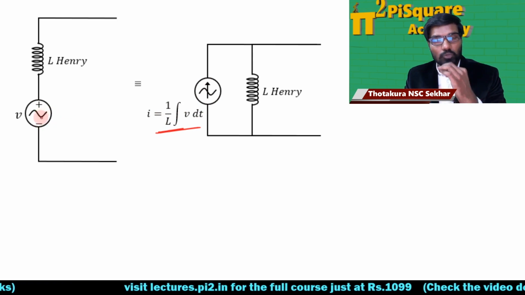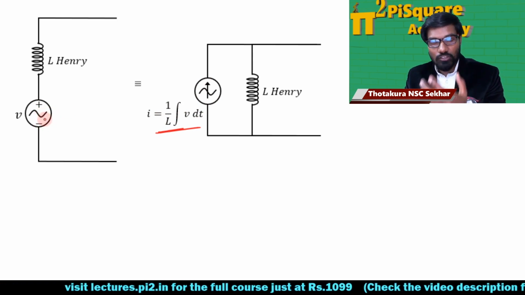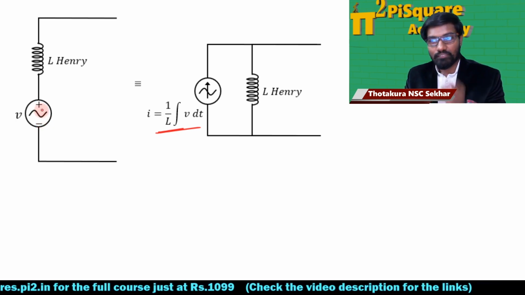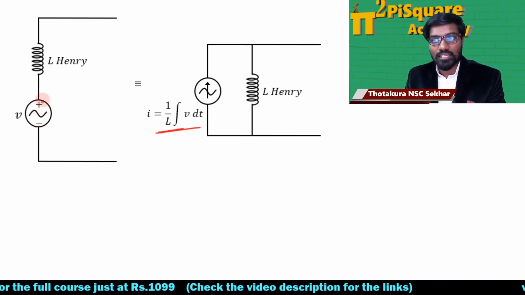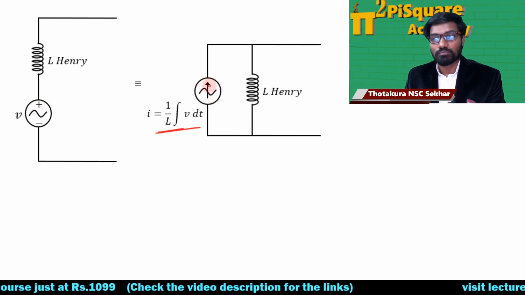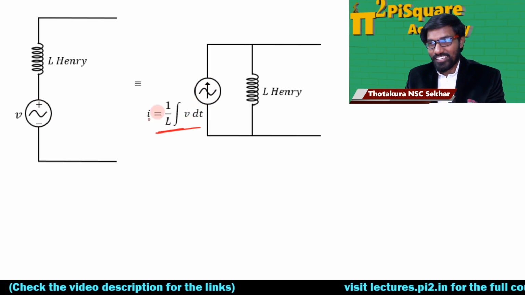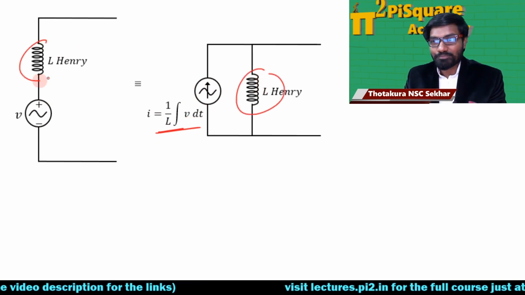See, AC has two half cycles. The first half cycle is positive, the second is negative. I'm considering any one half cycle. With respect to that one half cycle, plus minus, if I take it like this, here also the upward direction. Of course, it will keep changing. So the L value is as it is here.